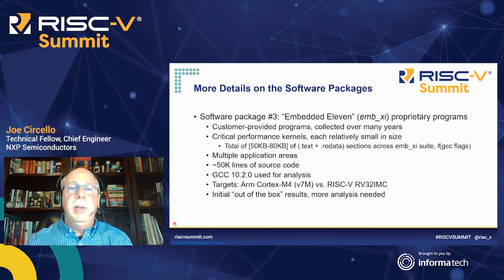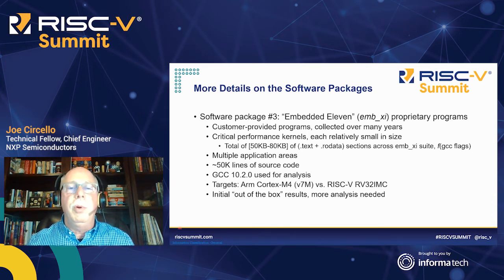The third software package is what we call the embedded LLVM proprietary programs. So these are customer provided benchmarks that we have collected over many years. Most of these represent critical performance kernels, although each is relatively small in size. If we look across the entire set of the 11 programs, it represents about 50K to 80K of text and read-only data sections as a function of the compiler optimization levels. They cover a variety of application areas. We'll get into a little more detail on that later on. It represents about 50K lines of source code.